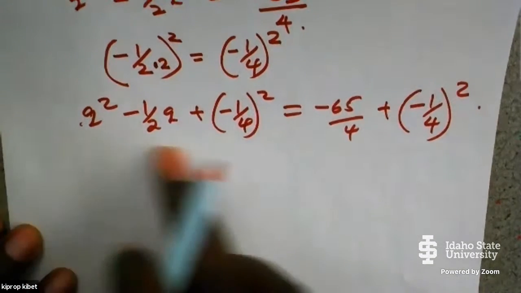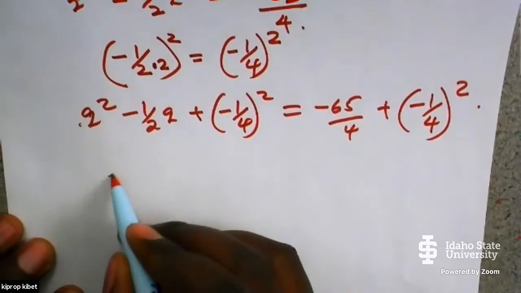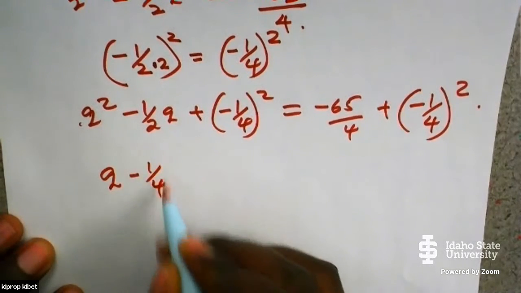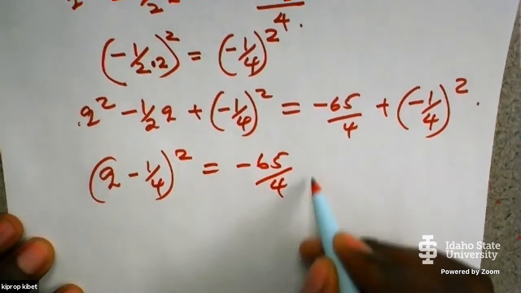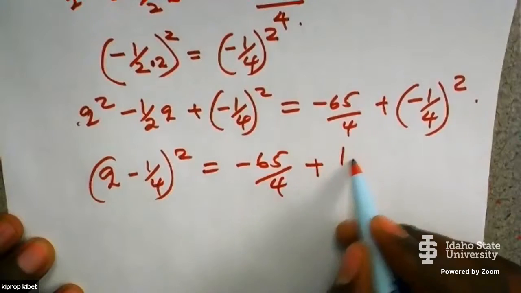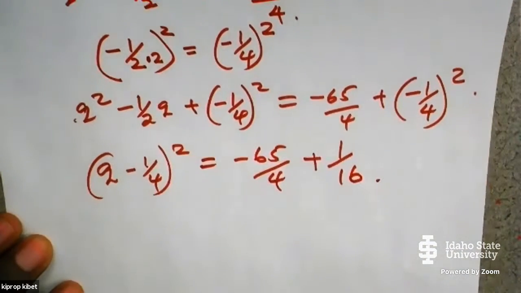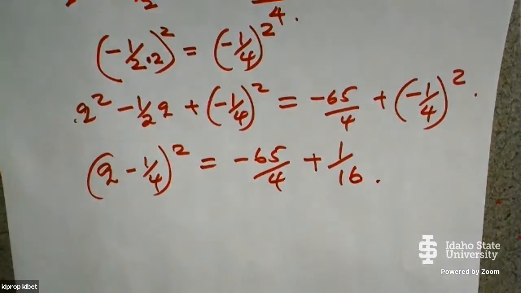Writing this one in binomial square form, it will be (q minus 1/4) squared equals minus 65/4 plus 1/16. Because when you square 1/4 by 1/4, you get 1/16.